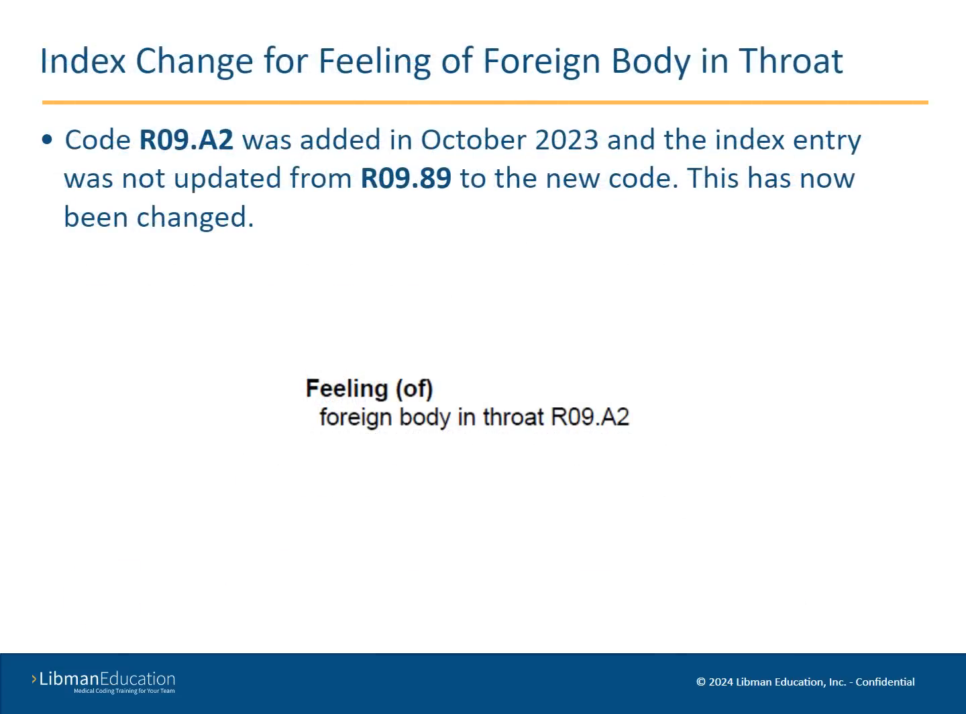The feeling of foreign body in the throat diagnosis got a new code in October 2023, R09.A2, and the index entry has now been updated for April 1st. Currently, the index entry still points to R09.89, which is other specified symptoms and signs involving the circulatory and respiratory systems. So you can see they've updated this code to be very specific.